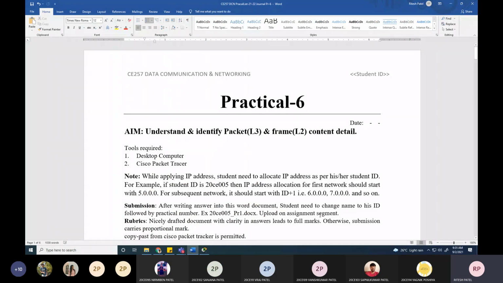This is practical 6. Understand and identify packet. At L3, layer 3, the data combination of ones and zeros is known as a packet. And the same combination of ones and zeros, once it comes to the data link layer, is known as a frame. So layer 2, we call it a frame, and layer 3 we call it a packet.